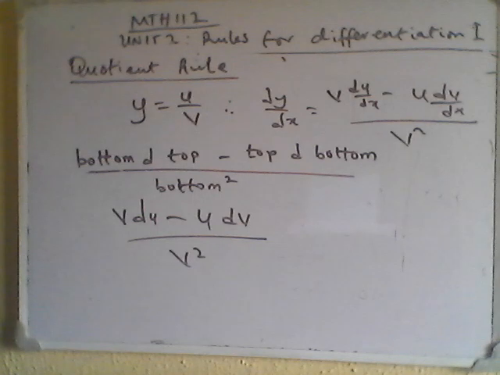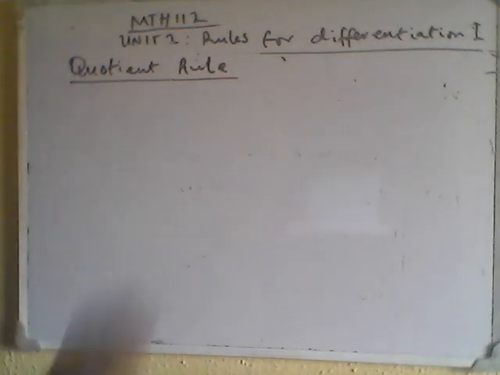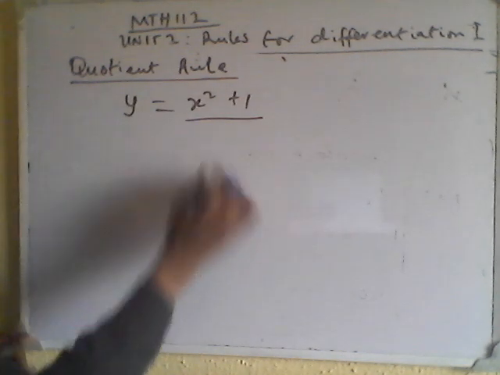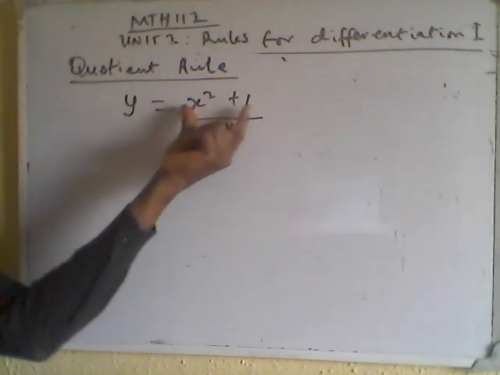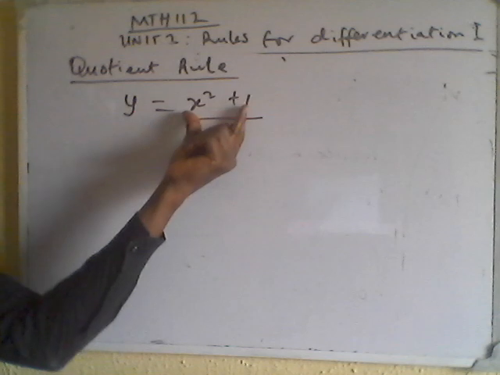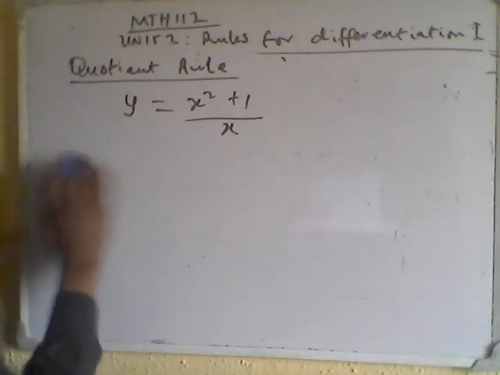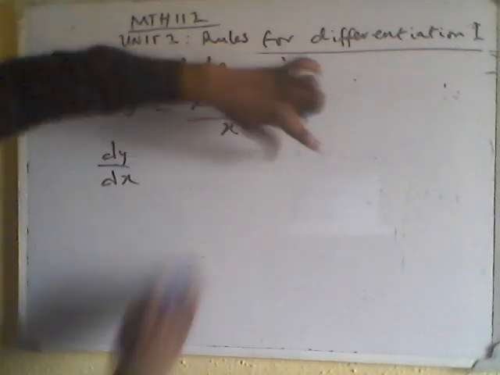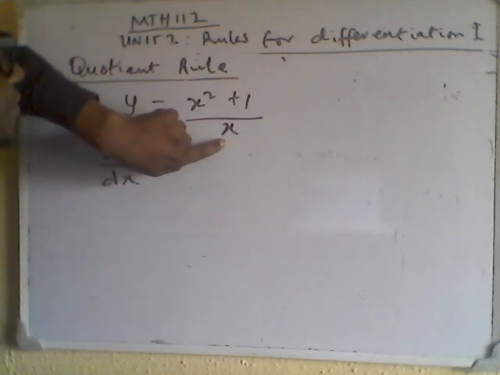Now let me quickly apply what I'm just saying in this particular question. So if I have y is equals to x squared plus 1 all over x, right? So this is a quotient rule where the top is x squared plus 1, and the bottom is x, right? So I'll just come here and say dy dx, even if this one is u and this one is v. I know, this is u, right? Upstairs is u, top is u, down is v, right?